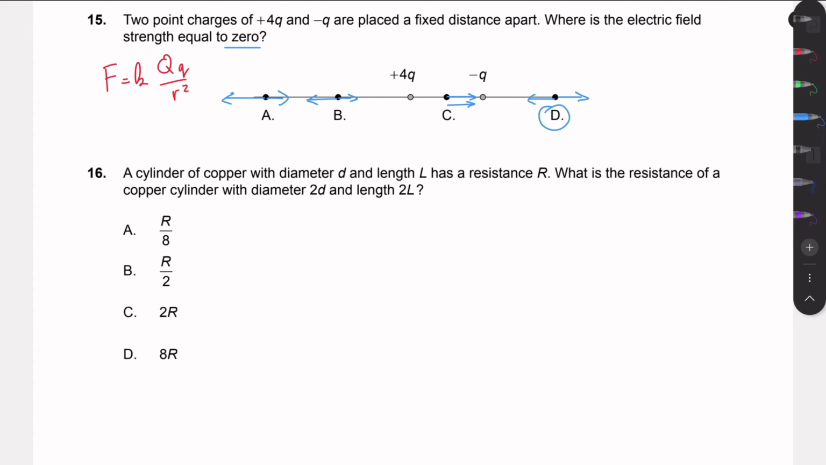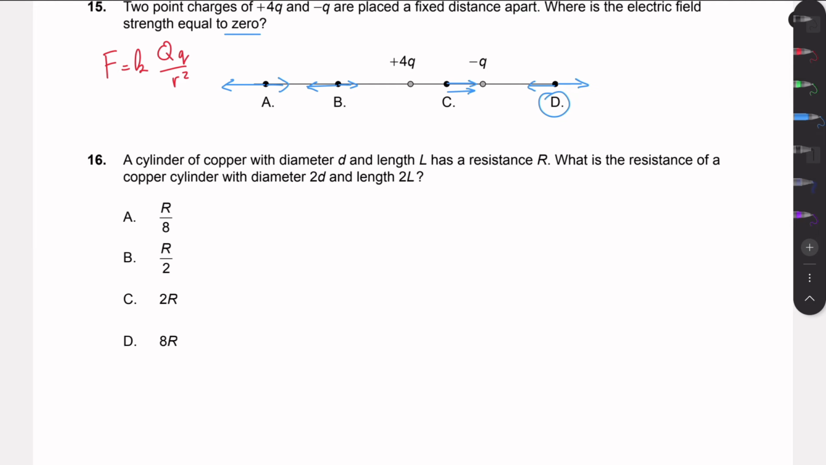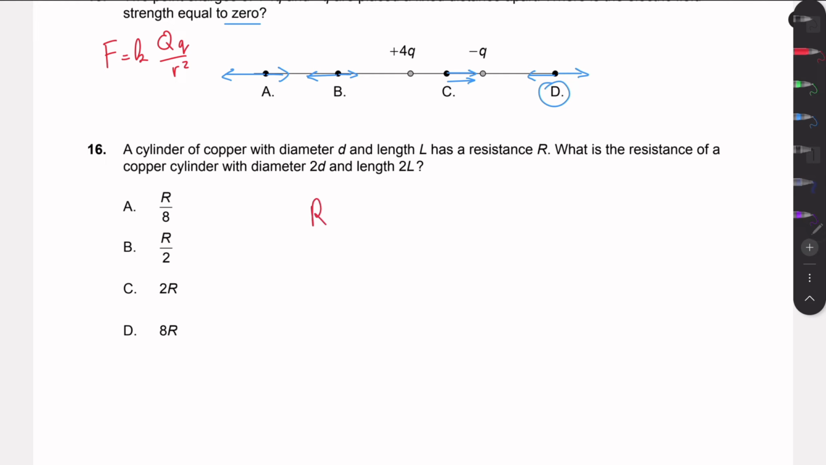Okay, a cylinder of copper with diameter D and a length L has a resistance R. What is the resistance of a copper cylinder with diameter 2D and length 2L? Well, for this we're just going to need to use this formula, where we know that A is pi r squared, and well, we can also rewrite this in another form, where D squared pi over 4 is also the area of a circle, as the radius is just diameter over 2, so these two are the same. So we see if we double the diameter, the area also quadruples.